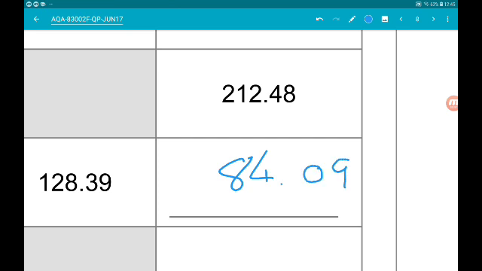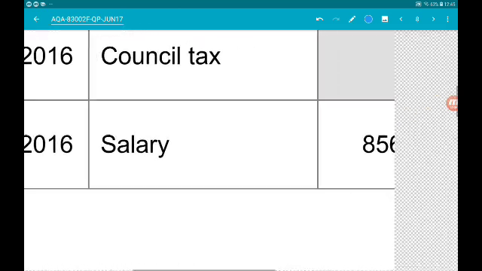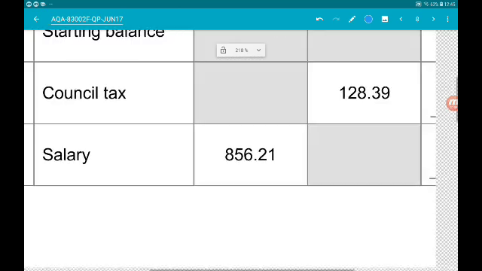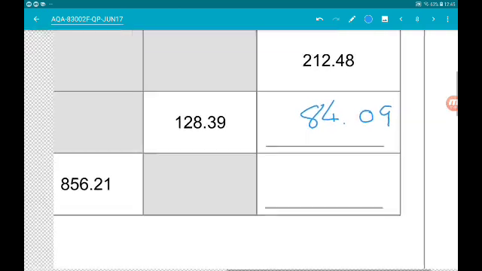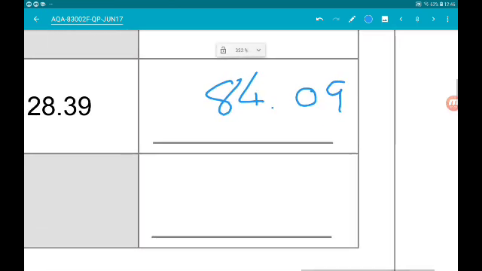and 9p. Then we've got the salary of £856.21p, so that's money being paid in. So add 856.21 to 84.09 and we get 940.30. Always go to 2 decimal places with money.